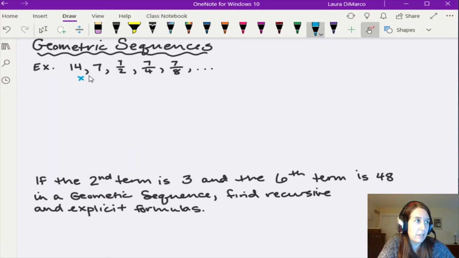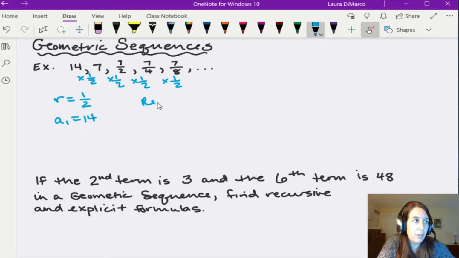Let's try that. 14 times a half is 7. 7 times 1/2 would be 7 halves. 7 halves times 1/2 would be 7/4. So yes, we are multiplying by the same thing each time. Remember, that is called the common ratio. So this time our common ratio is 1/2. Our first term right there, a sub 1, is 14.